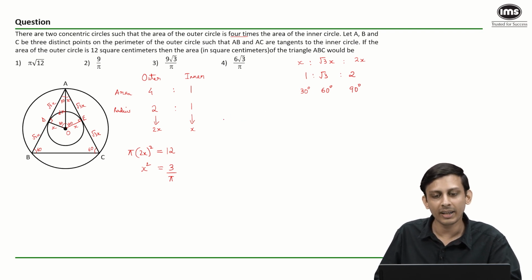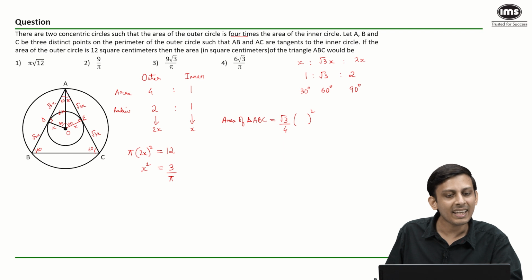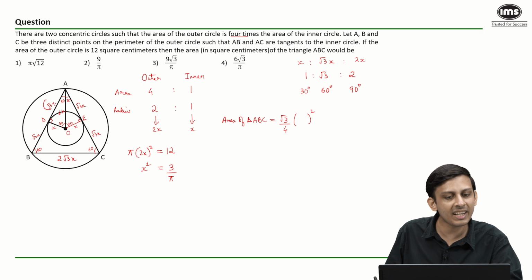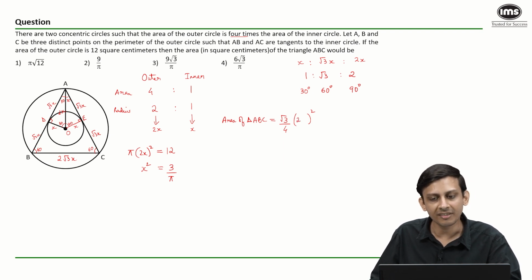So if we now calculate area of triangle ABC, it will be root 3 by 4 into square of the side. Now what is the side? Okay, AB, AC, both of them are 2 root 3x. BC will also be 2 root 3x. Okay, root 3x plus root 3x. And therefore, we will have the square of this. Square of 2 root 3x.